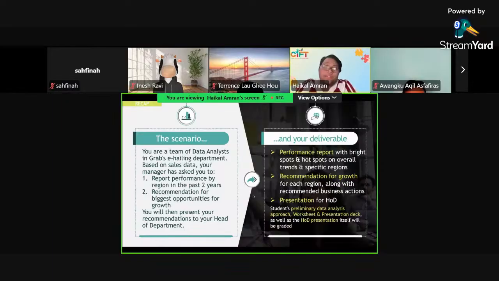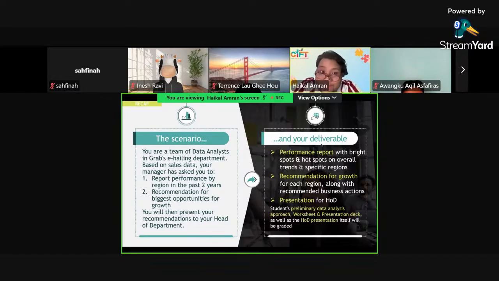All right. So just for a recap of our scenario, scenario 4 is a data analysis scenario, whereby we are a team of data analysts in Grab's e-hailing department. Okay, so we're only looking at Grab, but only for its e-hailing services. If you remember the products that we're looking at as well, right?